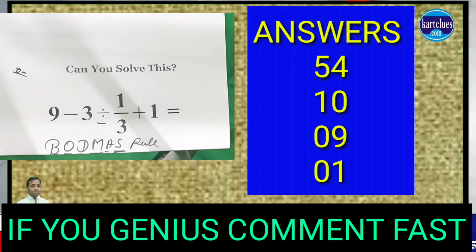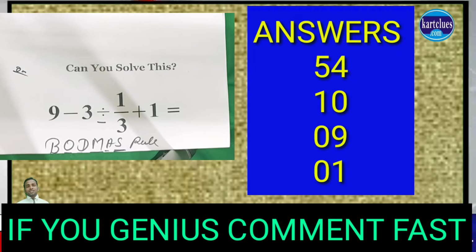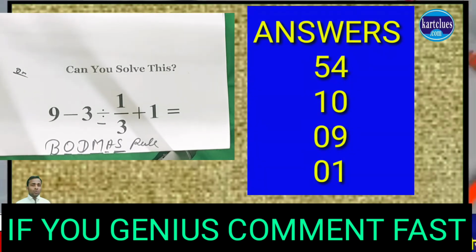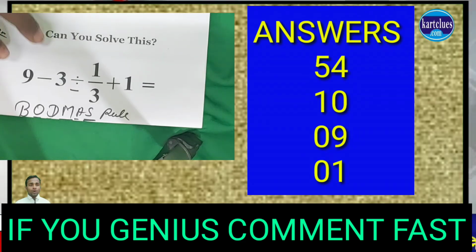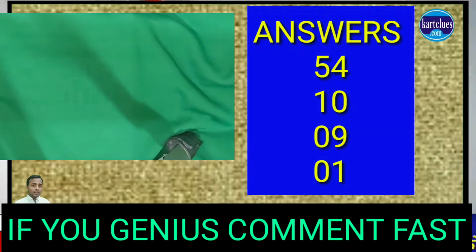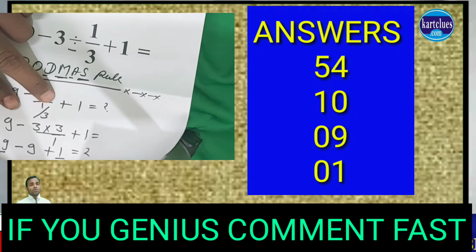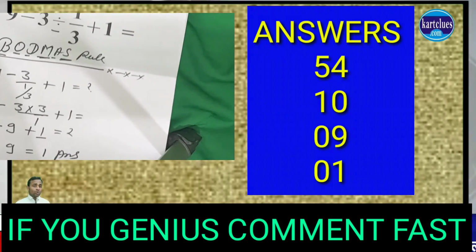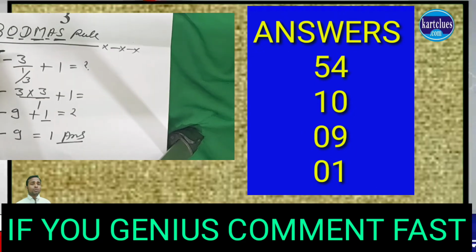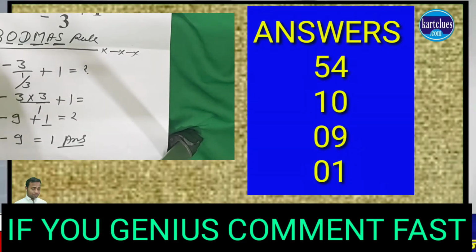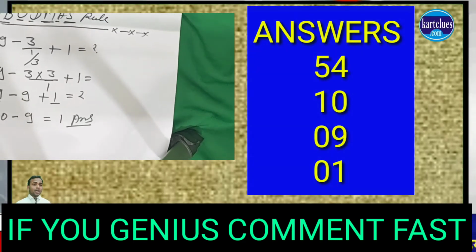See friends, if you have studied in classes 2 and 3, you know this very well. This is the BODMAS rule. According to the BODMAS rule, first you have to do all the calculation in the brackets, and after that division and multiplication, and after that addition and subtraction. See, I have calculated this one.